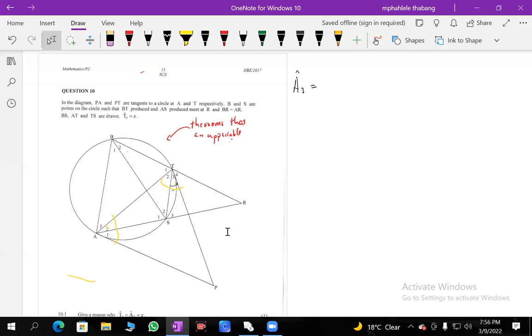Let me give you the theorem. Angles subtended by the same chord are equal. I gave you the theorem, you just have to use the theorem. Angle A3 is equal to which angle? Angles subtended by the same chord. Some say angles in the same segment. So A3 is equal to which angle?